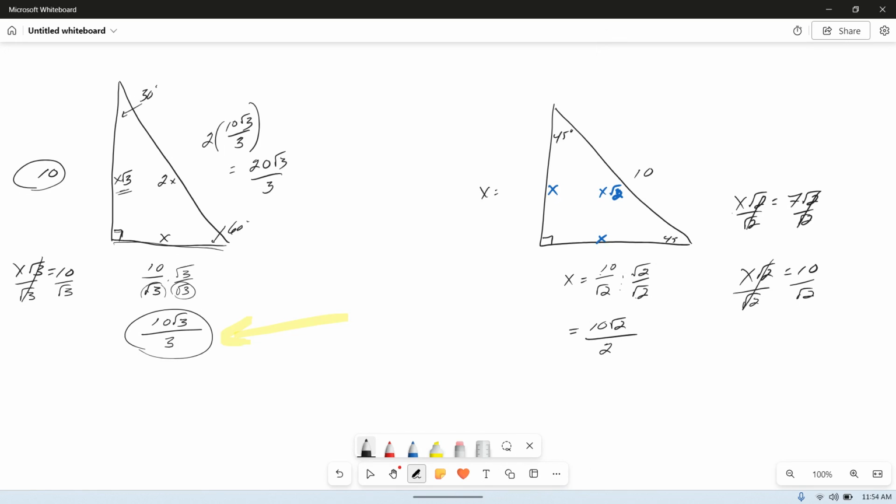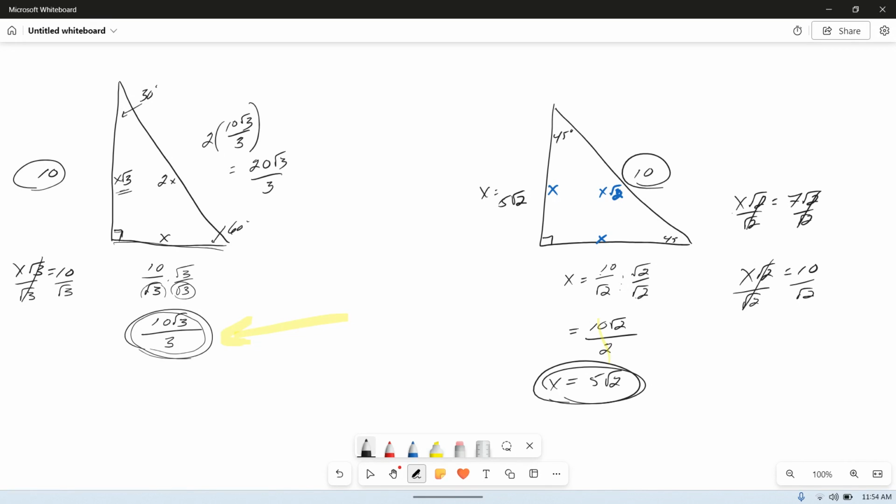Now you'll notice with the 30, 60, 90, 10 root 3 over 3, we stopped. But with 10 root 2 over 2, I'm not going to stop, because 10 divided by 2 is divisible. 2 goes into 10 5 times. So I have 5 times the square root of 2. So my short leg is 5 root 2. My hypotenuse is 10. One leg is 5 root 2. The other leg is also 5 root 2.